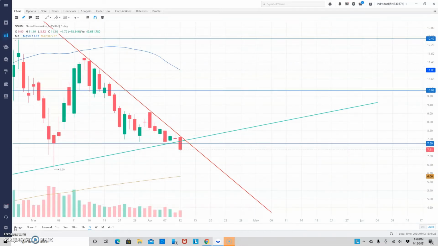So right now, the way I'm going to trade this is I'm going to be watching it the rest of this week just to see if this is just a random market sell-off today causing this to drop out of this trend line.